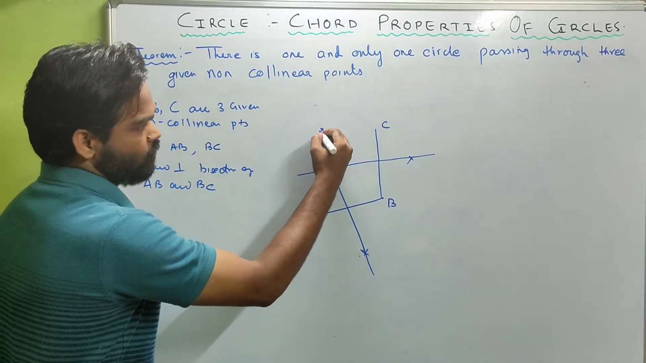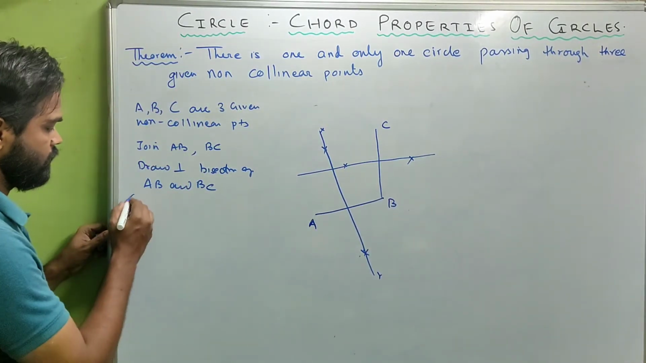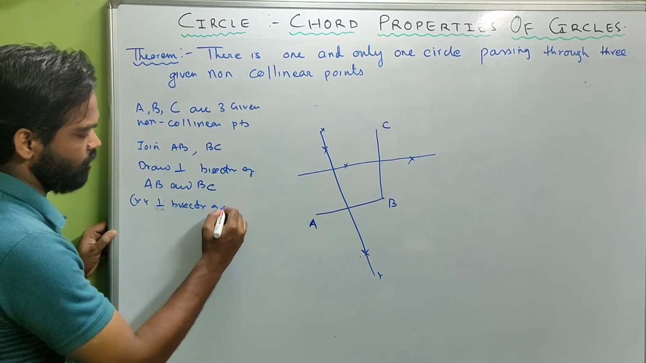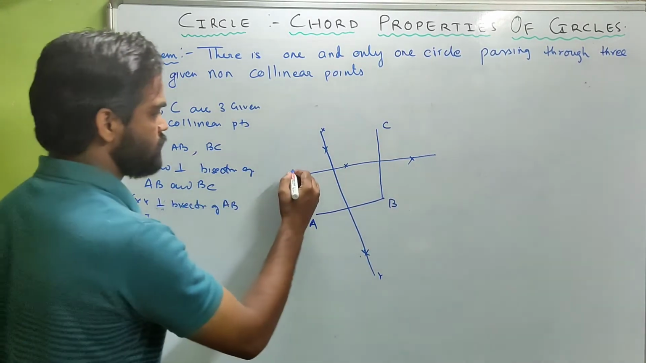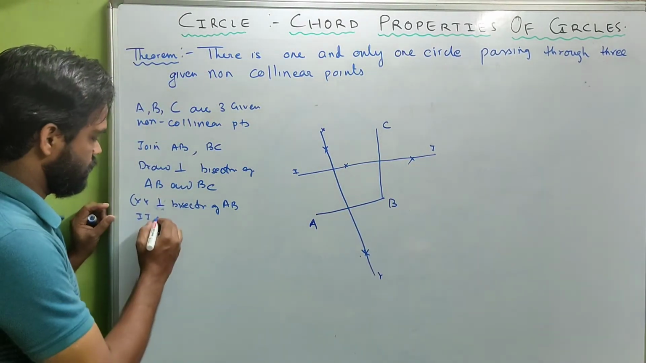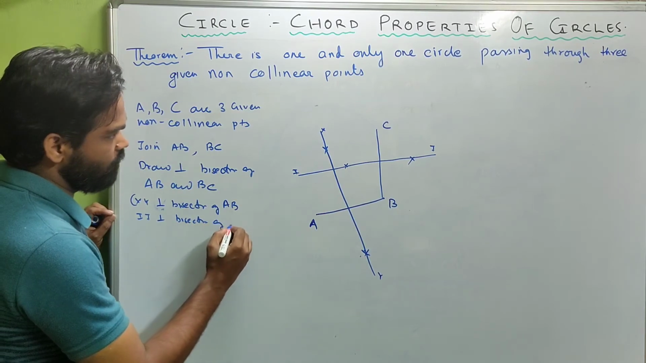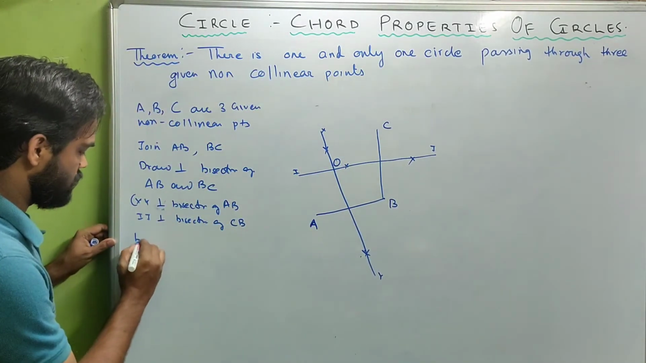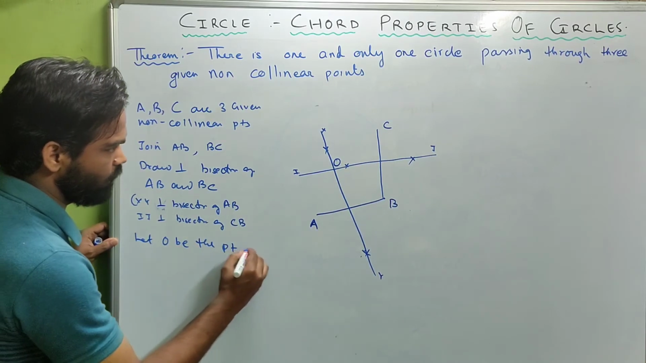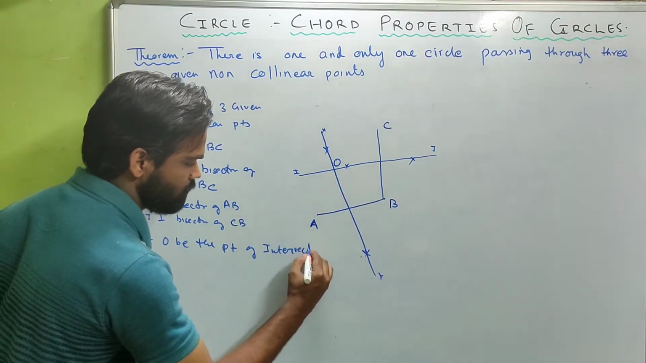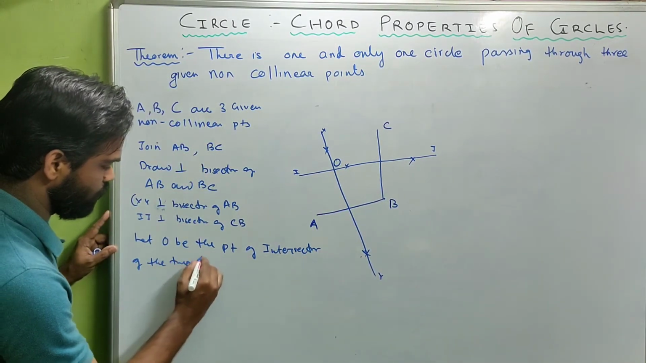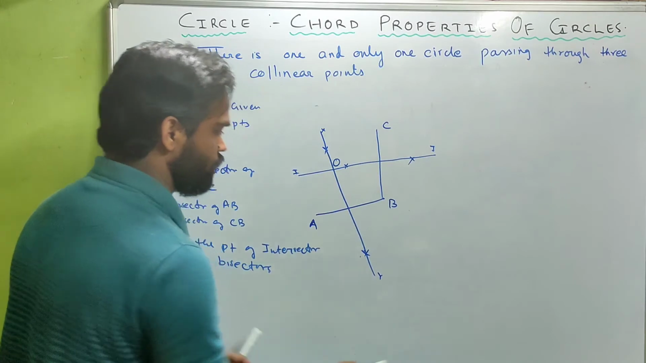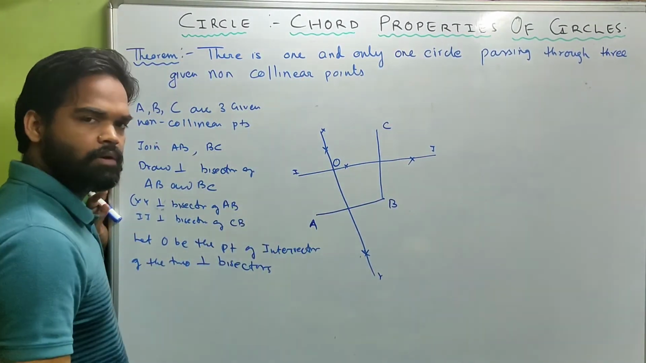So XY is the perpendicular bisector of AB, and IJ, suppose I take IJ, the perpendicular bisector of CB. Both the perpendicular bisectors meet at a point, suppose that's O. Let O be the point of intersection of the two perpendicular bisectors. So we had those 3 non-collinear points. We joined AB and BC. We drew the perpendicular bisectors.